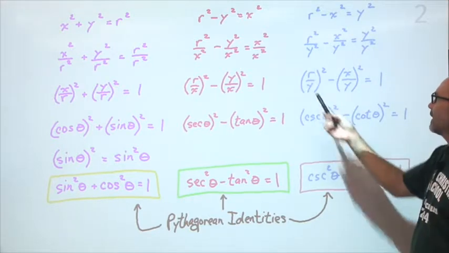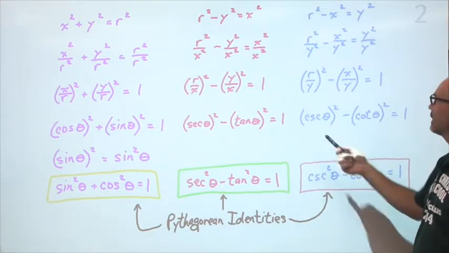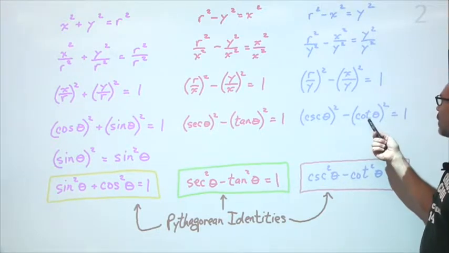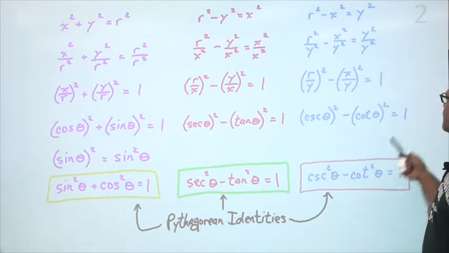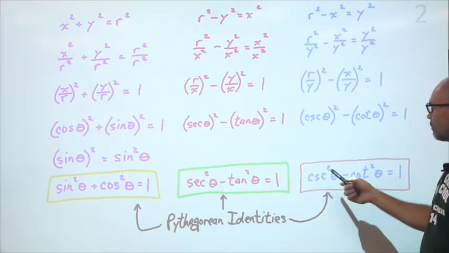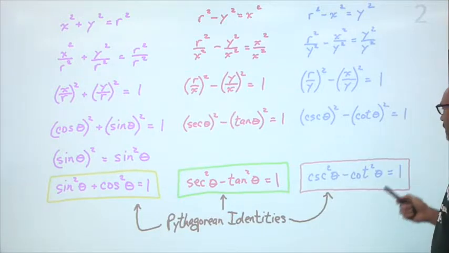R over y is the reciprocal of sine, so that makes it cosecant. X over y is the reciprocal of tangent, that makes it cotangent. And 1. So, cosecant squared minus cotangent squared equals 1.